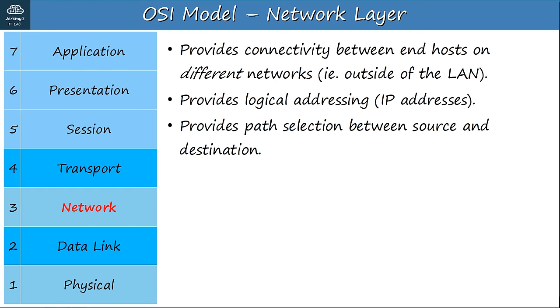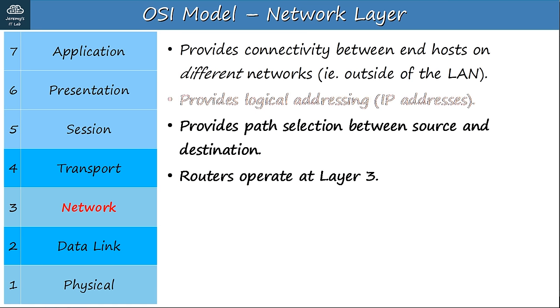Layer 3 provides path selection between source and destination. Over larger, more complex networks, for example the internet, there can be many different possible paths to a destination. Selecting the best path to the destination is part of Layer 3's functionality. Routers operate at Layer 3. So far in this course, we haven't talked much about routers. That's going to change over these next few videos, however, as we talk about Layer 3. In this video, our focus will be specifically on the logical Layer 3 addresses, IP addresses.